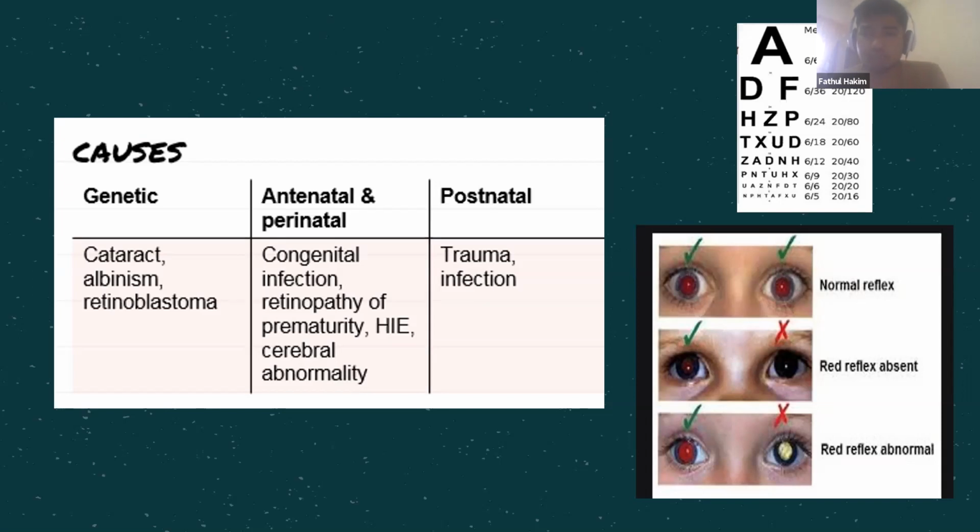There is a Snellen chart there. I think you guys are familiar with it. And below the Snellen chart, there is the presentation of normal reflex and absence of red reflex, and there is abnormal red reflex, which is white reflex, maybe due to cataract or retinoblastoma.